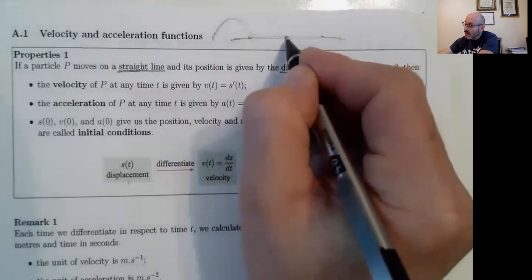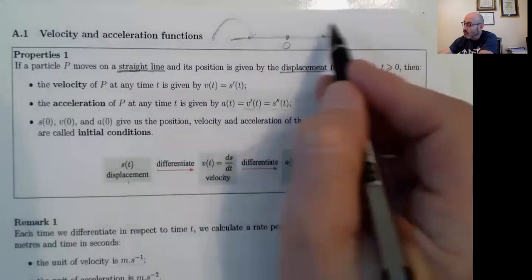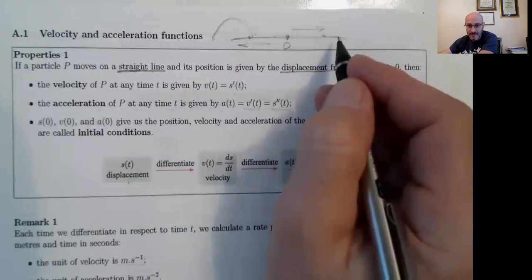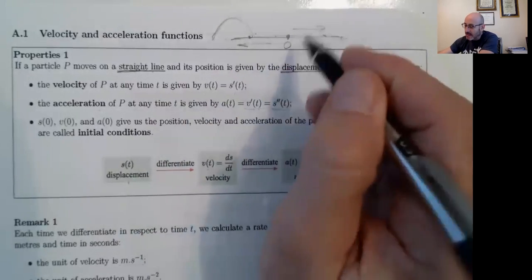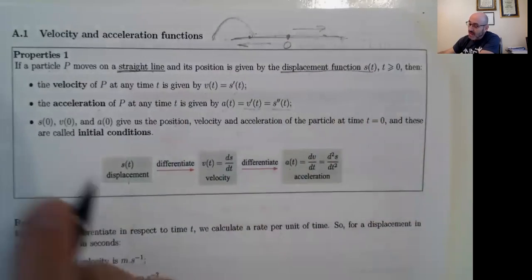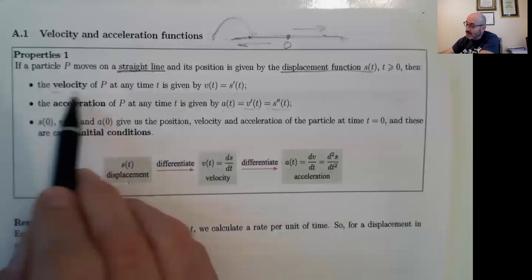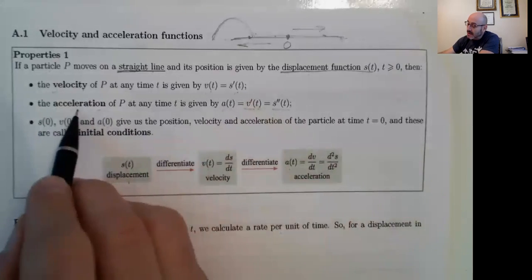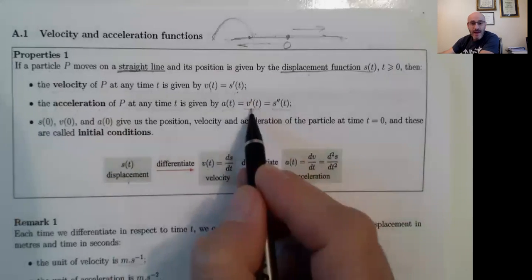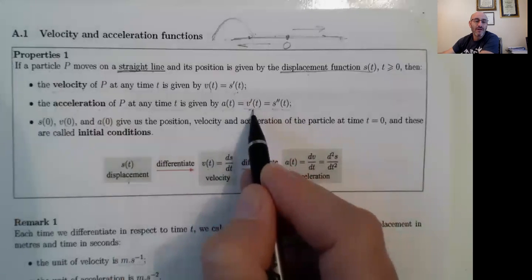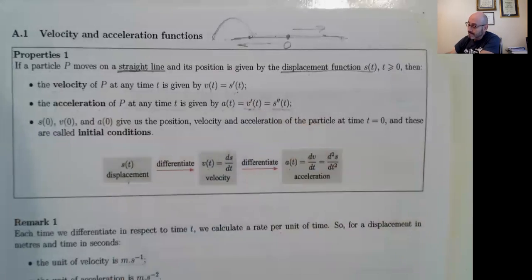So if this is the origin, that means we could move to the right and then we can move to the left, or vice versa, okay? When we do that, then we use displacement, all right? So this is saying what I just mentioned. The velocity is the derivative of the displacement or position function. The acceleration is the second derivative of that displacement function, or the first derivative of the velocity, okay?